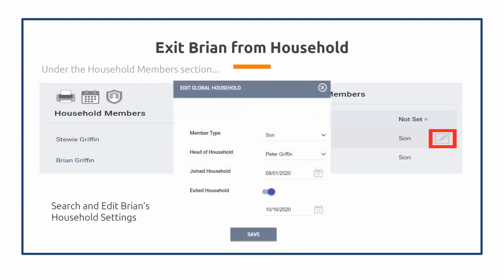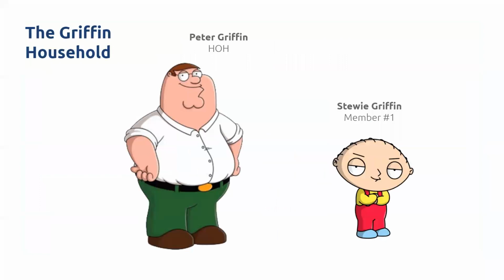Then you would have to fill out these fields on the pop-up box as seen on the screen. The member type, head of household, and join date should auto-populate for you. Just be sure to click on the toggle for the exited household button, and then also include the date in which the client has exited. And then click save. So this is what your current household should look like.